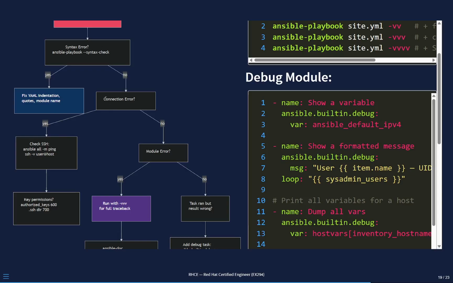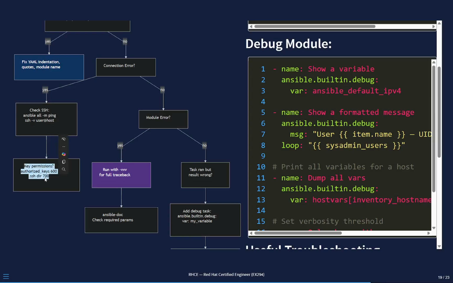Connection errors. ansible all -m ping is the diagnostic. If it fails, troubleshoot SSH directly, with ssh -v user@host, to see exactly where the connection is failing. Check key permissions. ~/.ssh/authorized_keys must be 600. The .ssh directory must be 700. If permissions are wrong, SSH silently ignores the key.